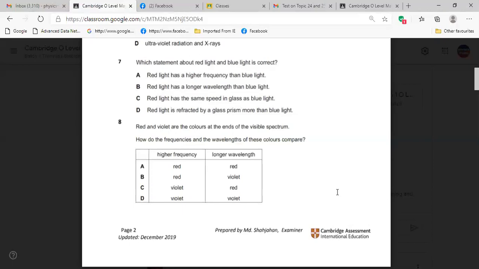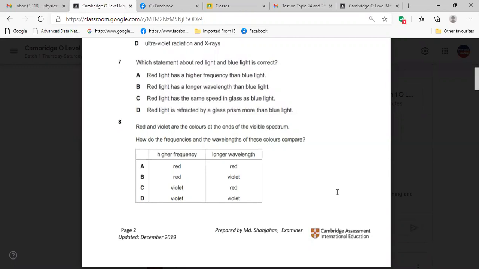Bending list is more frequency? No, bending list is less frequency, because red has the least bending, right? Yes, sir. It has the least frequency, but the longest wavelength.